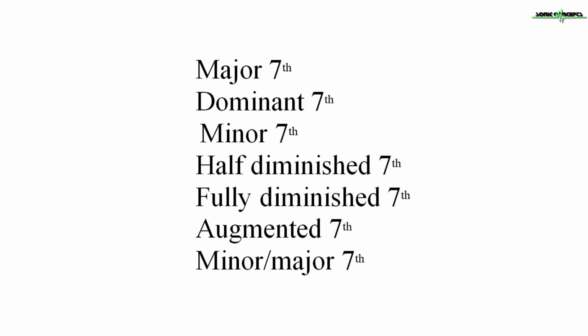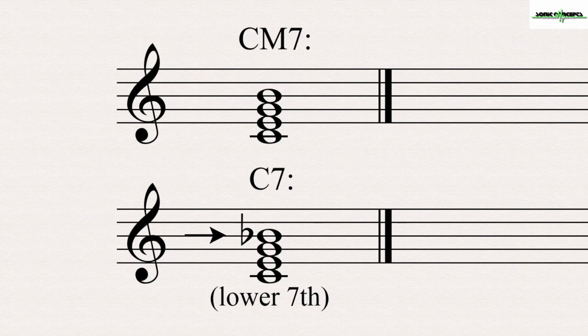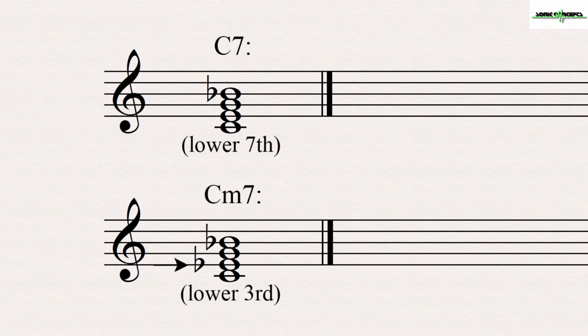This order was intentional. With the exception of the augmented and minor major 7th chord, notice you can change a chord to the chord directly below it by changing only one note. For example, to get a dominant 7th from a major 7th, start with the major 7th and lower the 7th by a half step. To get a minor 7th from a dominant 7th, start with the dominant 7th and lower the 3rd by a half step.